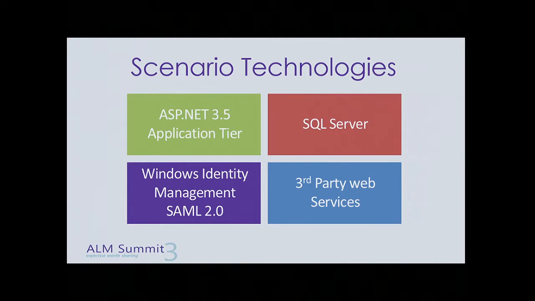So the technologies for our scenario, right? They had an ASP.NET application tier, they had SQL Server, they were using Windows Identity Management for SAML tokens. They're also using third-party web services, which ended up being sort of the bottleneck, right? So they had some workflow services in there.